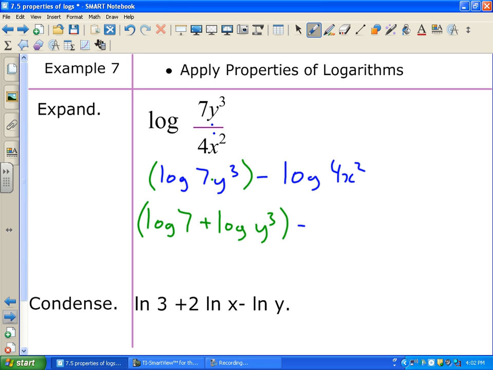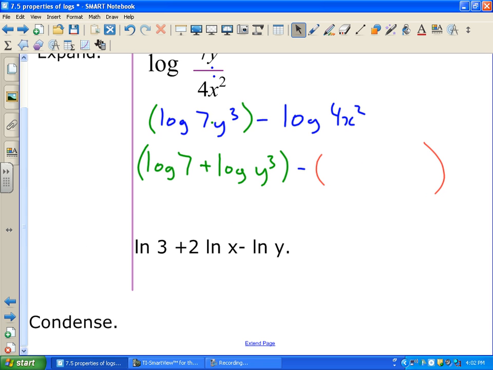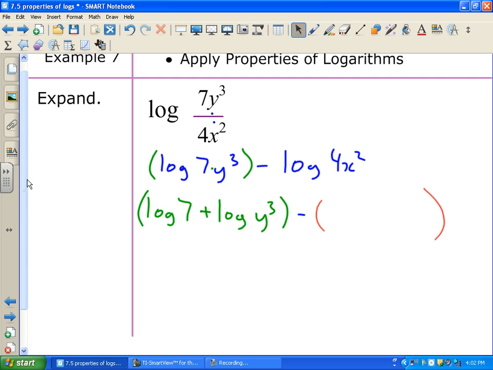I also am subtracting, and I'm going to put this in parentheses now to remind you that I'm working with the denominator over here. That was what was on the bottom before. I'm going to subtract the denominator. That was a division before. But now in the denominator I had 4x squared. That's saying 4 times x squared. So really I have a log of 4 plus the log of x squared. Again, multiplication means addition.